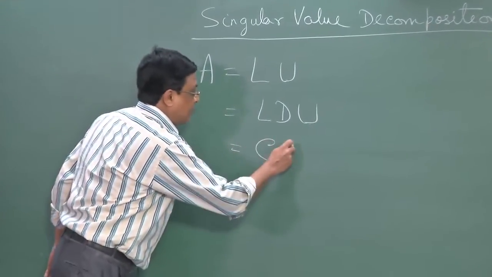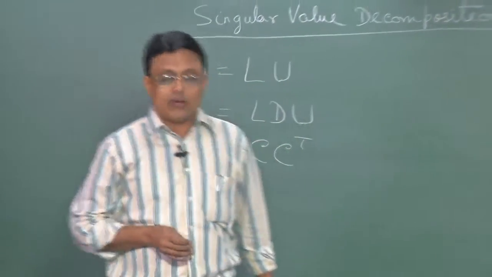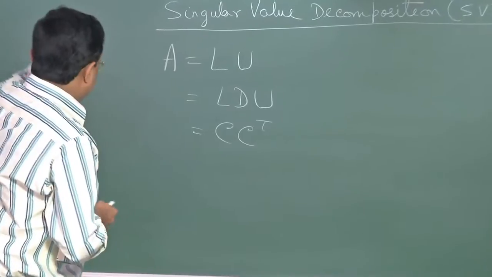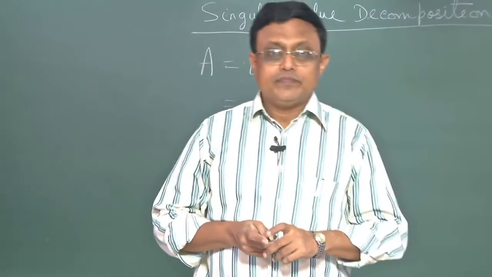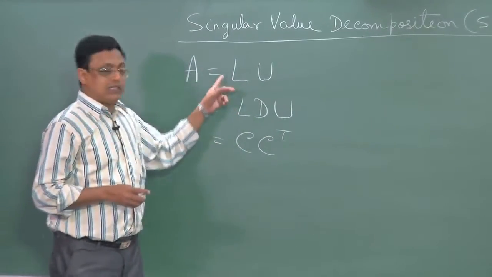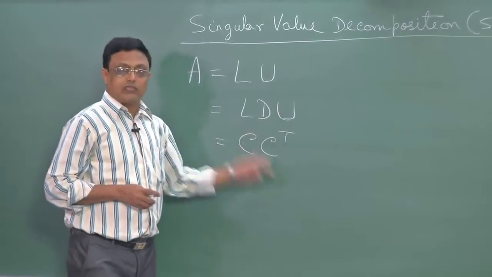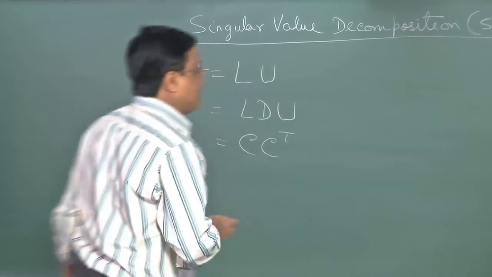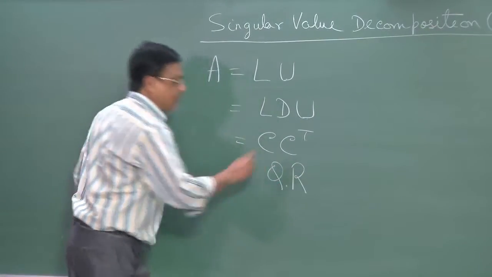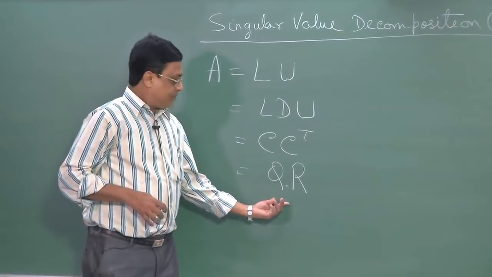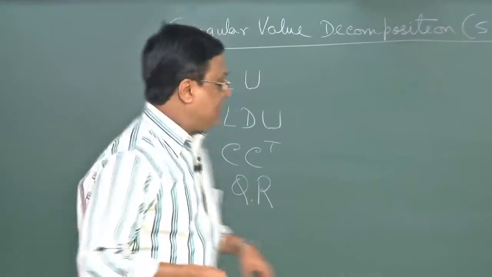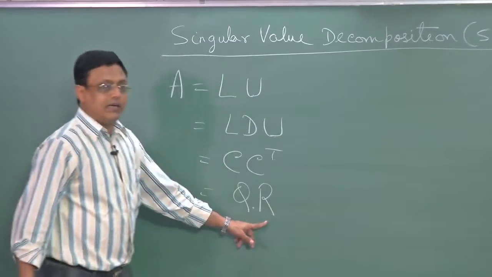The other thing which is possible is a very closely associated decomposition, which is C C transpose, which is basically the same matrix where C is basically a lower triangular matrix. Okay, so C has the same form as L, and since it's a transpose, it will give you a corresponding upper triangular matrix as well. The other type of decomposition which is possible is Q multiplied by R, where Q is an orthogonal matrix. Okay, and do you know what R is? R is an upper triangular matrix. Okay, so it is an orthogonal matrix multiplied by an upper triangular matrix.